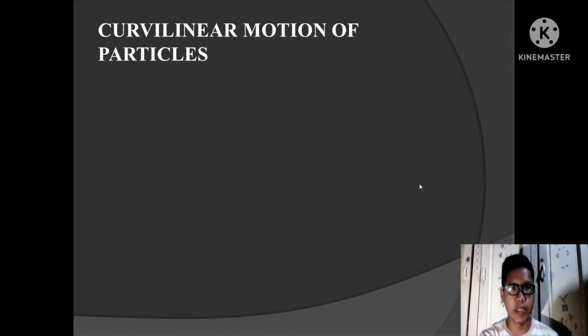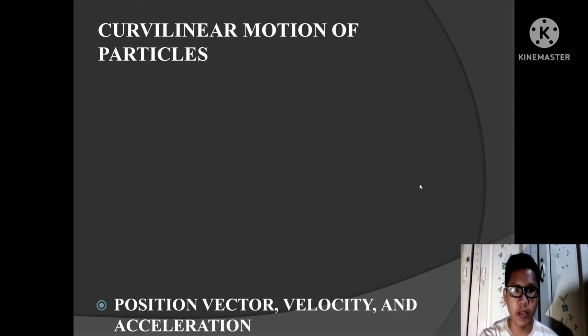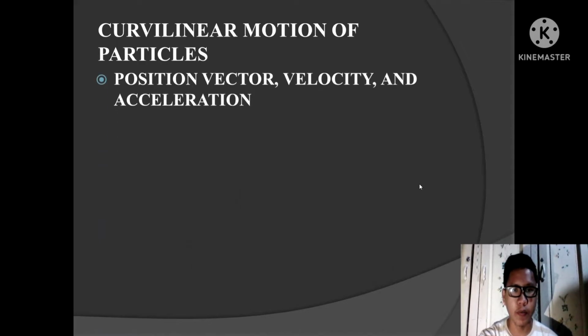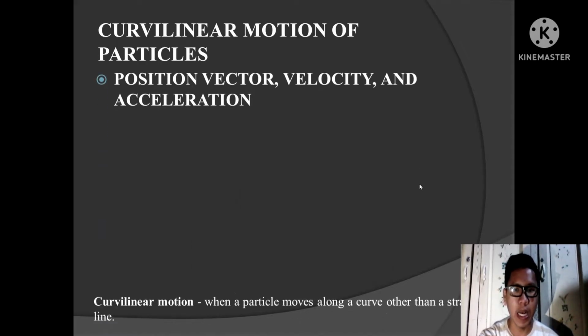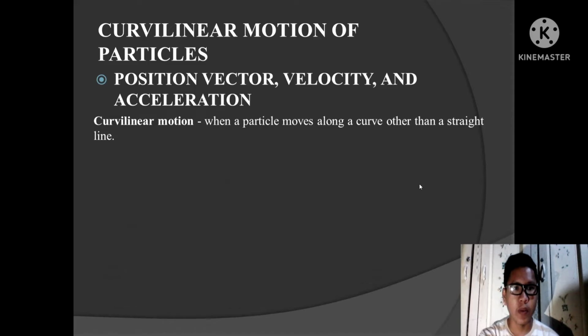So the next one is the curvilinear motion of particles. As we all know, curvilinear motion is when the particle moves along a curved path. Then we have the position vector, velocity, and acceleration. So curvilinear motion is when a particle moves along a curve other than a straight line.